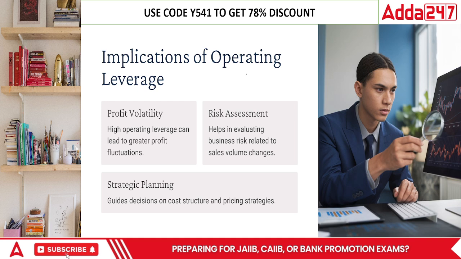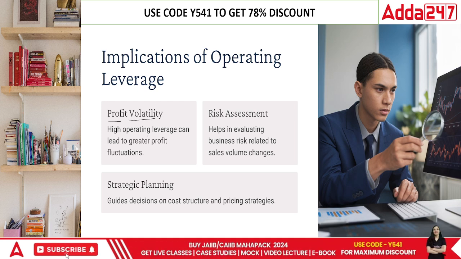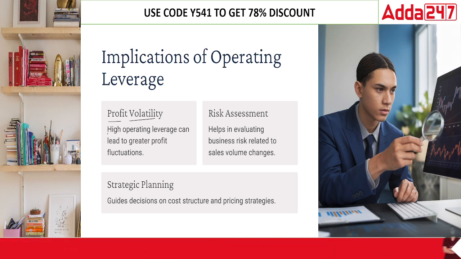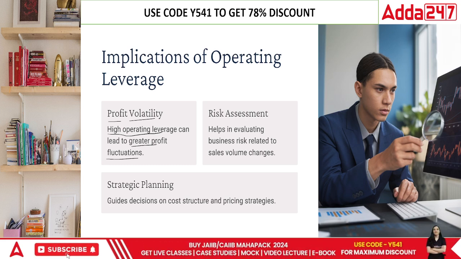Now, what's the implications of operating leverage? Number one is profit volatility. See, always remember, if your operating leverage is high, then high operating leverage can lead to greater profit fluctuations. When your volatility is high, at that point of time, profit fluctuation will also be higher.